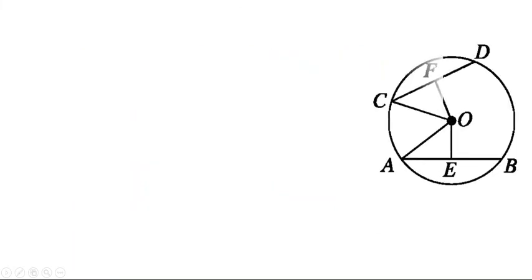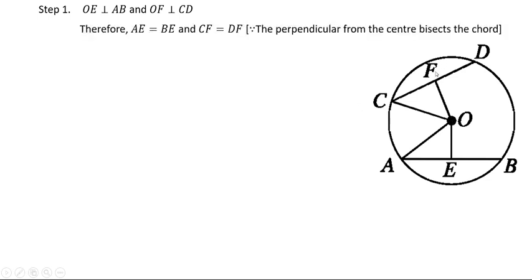Proof. First step, OE is perpendicular to AB and OF is perpendicular to CD. Therefore, AE and BE are equal. Also, CF and DF are equal, since the perpendicular from the center bisects the chord. Therefore, AE is equal to half AB and CF is equal to half CD.